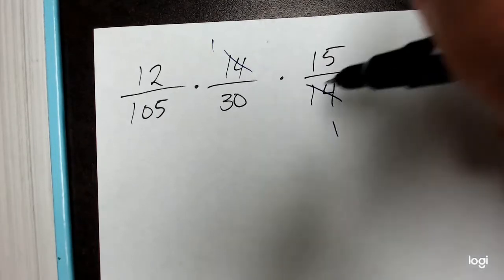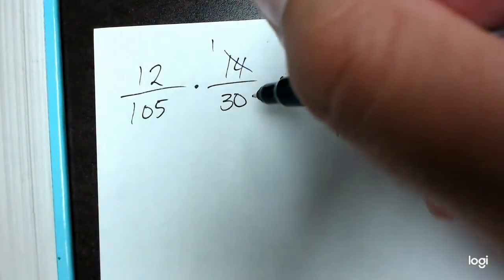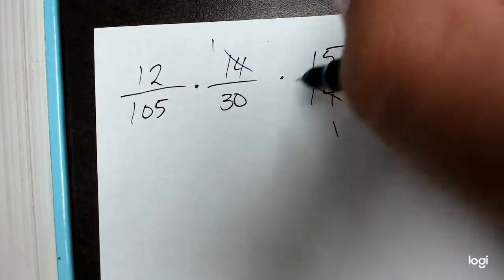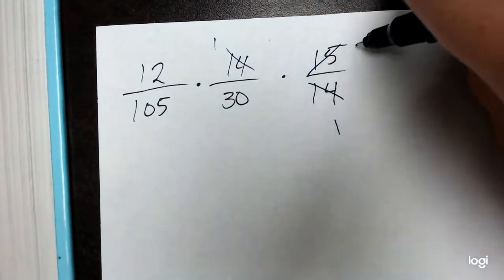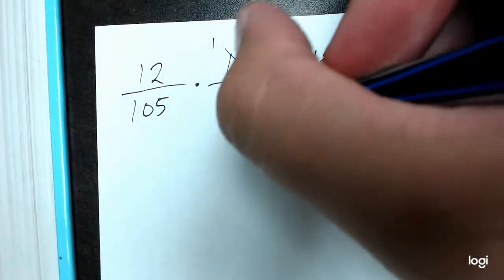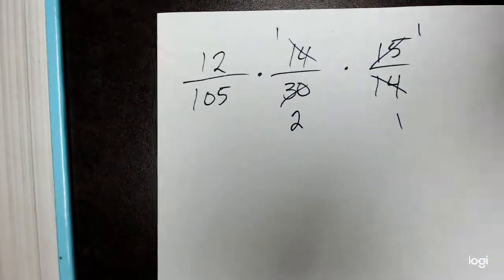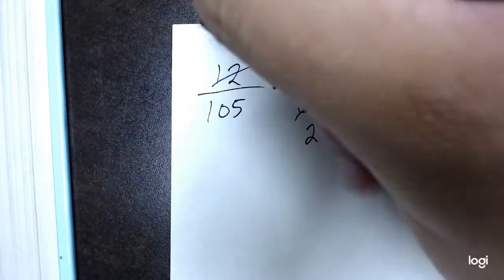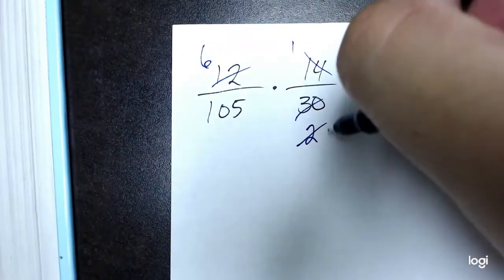The other thing I notice is I can cancel 15 and 30. I know that 15 is divisible by 5, but more importantly, 15 goes into 30 two times, so I can cancel 15 into 1 and 30 into 2. Now, that also allows me to cancel the 12 and 2, because 2 goes into 12. So 2 goes into 12 6 times, and 2 goes into 2 1 time.